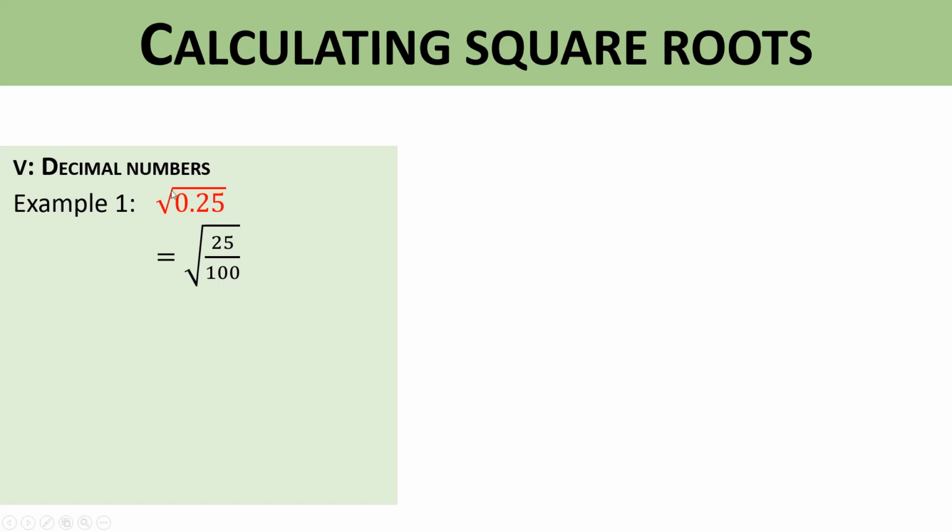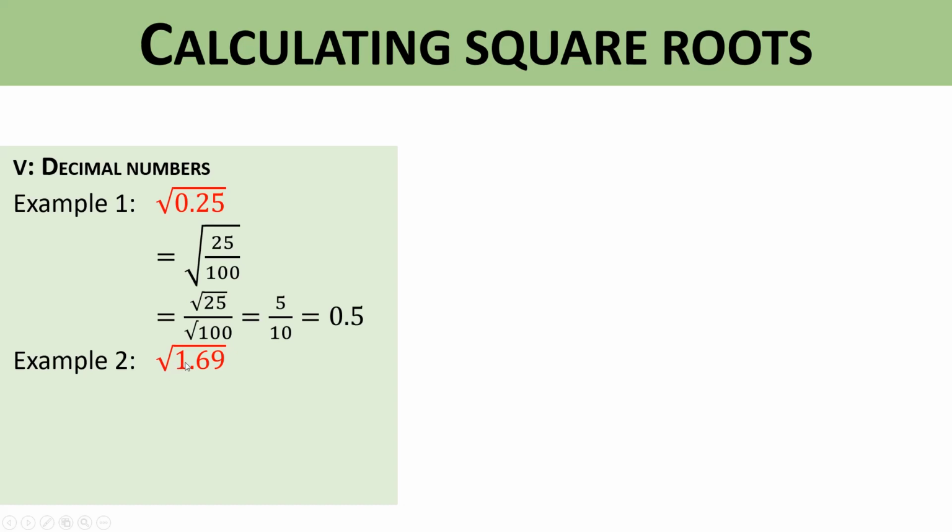So even if I can't calculate this at once, I can rewrite it as the square root of 25 over 100. And now instead of taking the square root of this whole number at once, because this is a division, I can take the square roots of these two numbers separately and then divide them. So I can take the square root of 25 first, that's 5. And I can then take the square root of 100, that's 10. After that, I can divide these two numbers, and then 5 divided by 10 gives me 0.5, or 1/2, whatever you prefer.